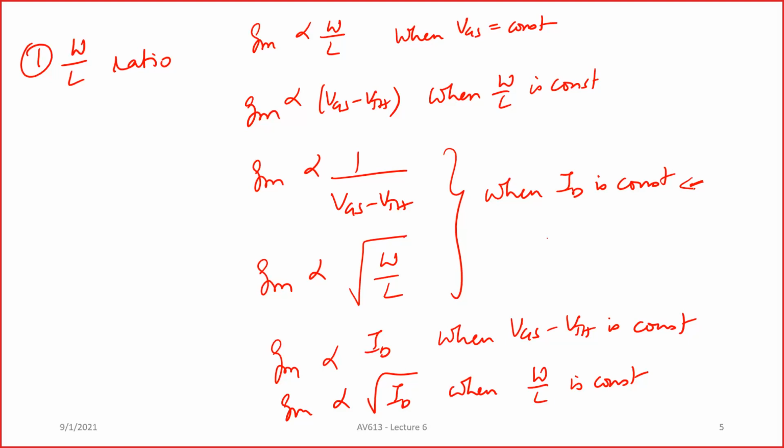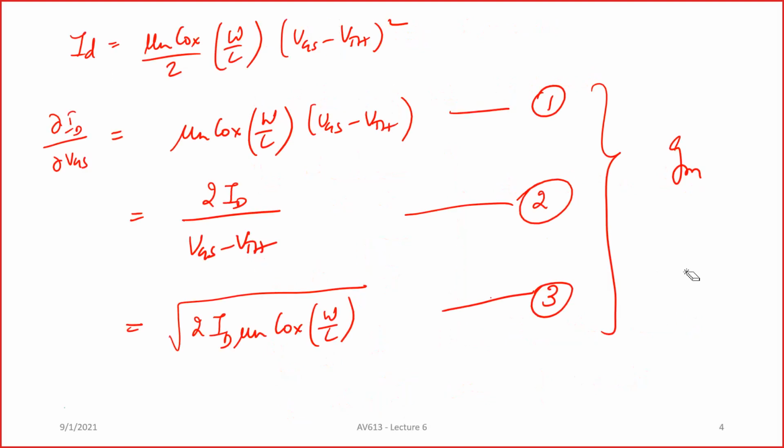Here again, you have two choices. You might say, okay, I don't want to change my bias point. I only have flexibility with my W by L ratio. Then what will you do? How does GM change? So these relationships you must always keep in mind. These are all the ways by which GM varies, and these three equations are quite important.